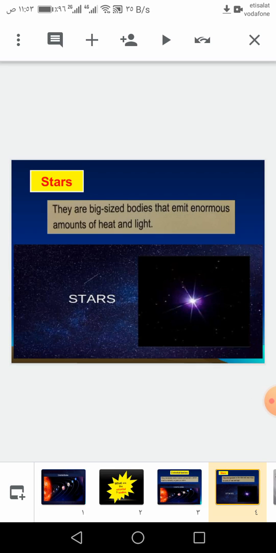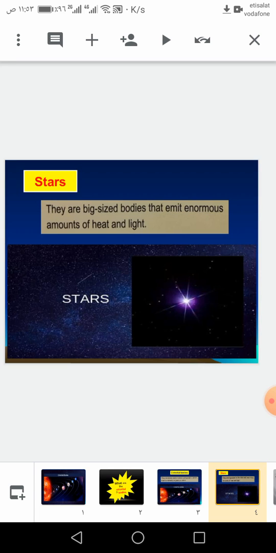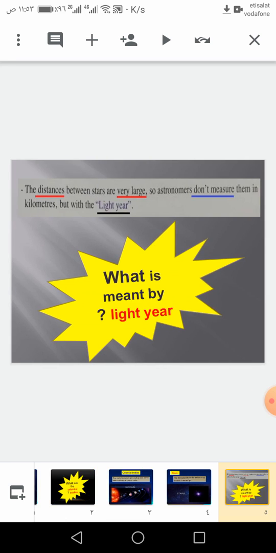Stars appear small, although they are big-sized. Why? Because they are millions of kilometers away from us. The distances between stars are very large, so astronomers don't measure them in kilometers, but they measure them with light year. Astronomers means the scientists who study space.